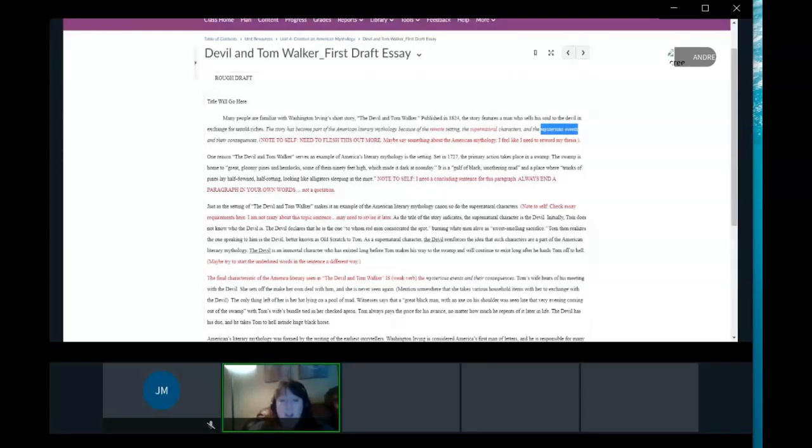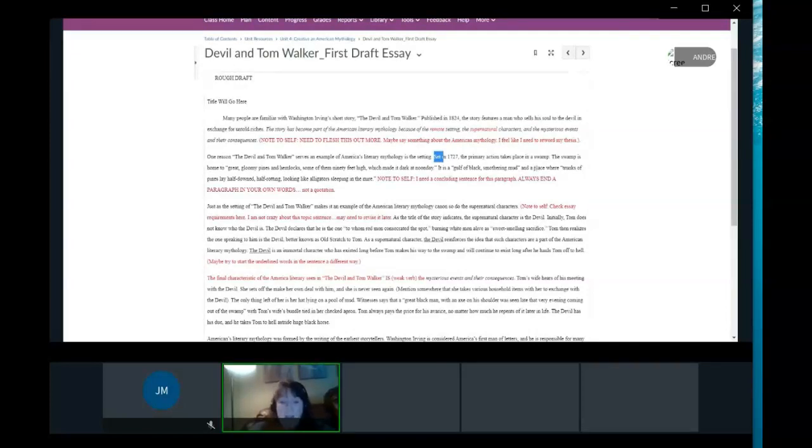So my first body paragraph will refer to my thesis. One reason The Devil and Tom Walker serves as an example of America's literary mythology is the setting. Remember, on our previous document, it said the setting is remote places. It's in the past. And so I said, for The Devil and Tom Walker, it's set in 1827 and most of the action takes place in a swamp.